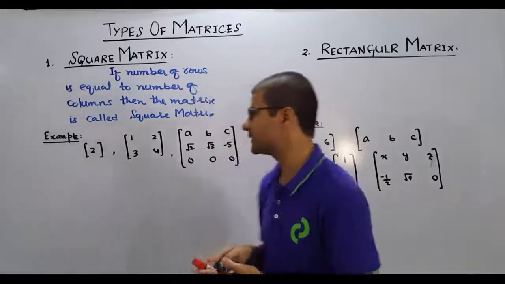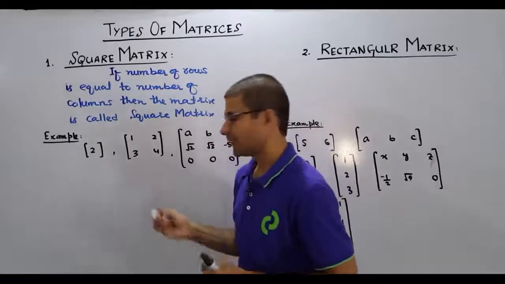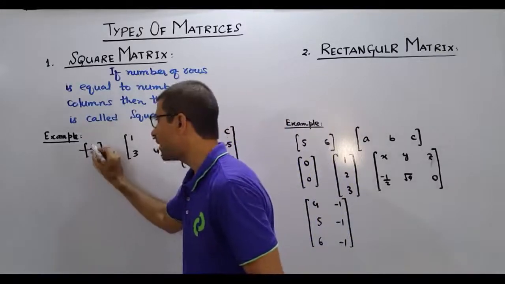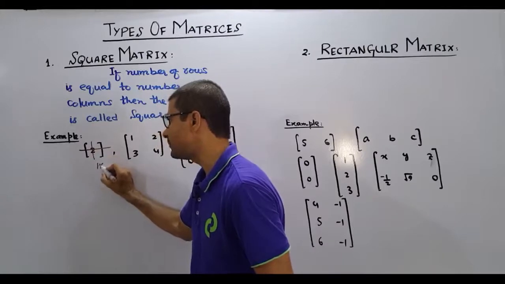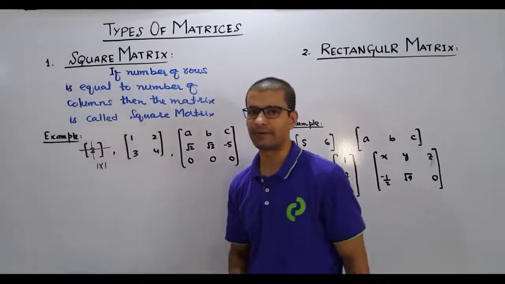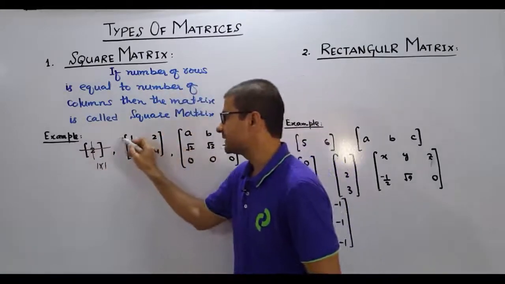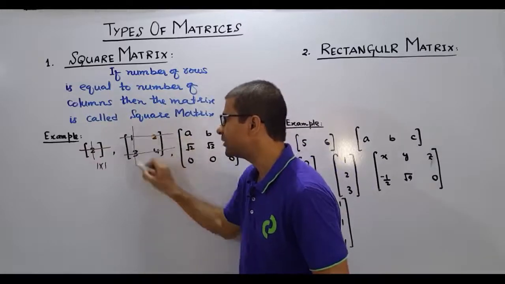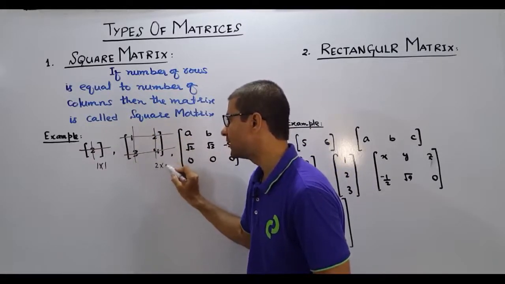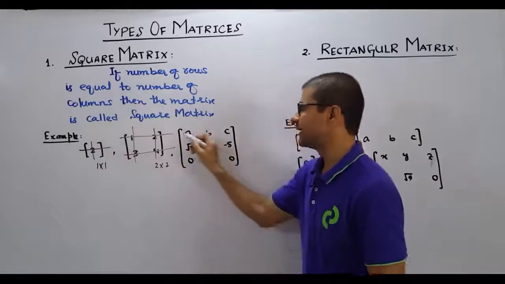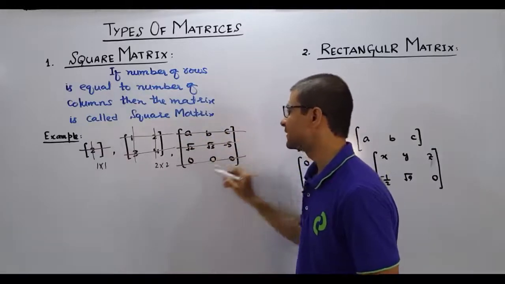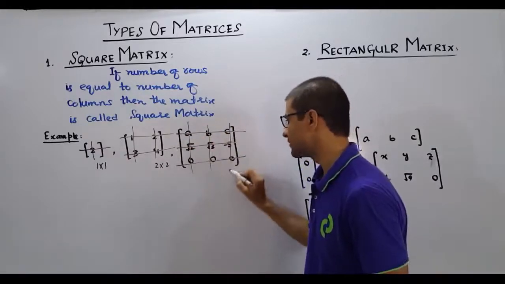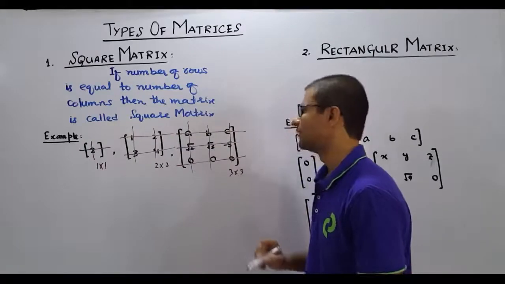For example students, we have a matrix. In this matrix we have one row and one column, so its order will be 1 by 1. So this is a square matrix. Next matrix, in this matrix we have 2 rows and 2 columns, so this is also a square matrix. Next, in this matrix we have 3 rows and 3 columns, so this is also a square matrix.